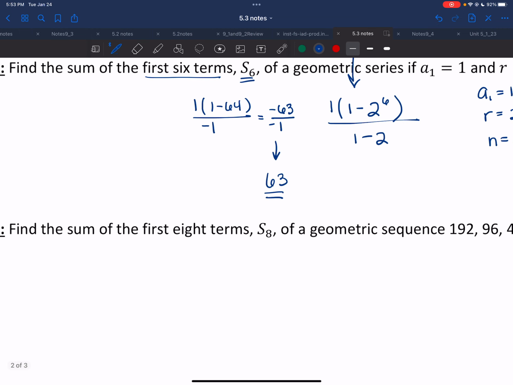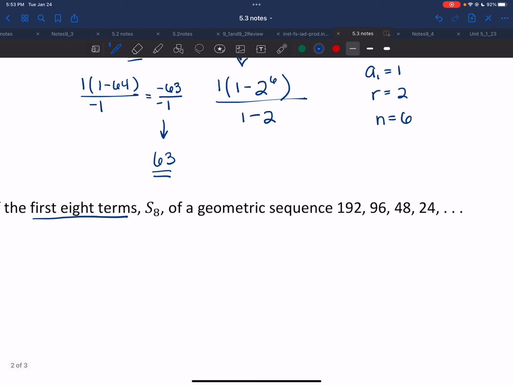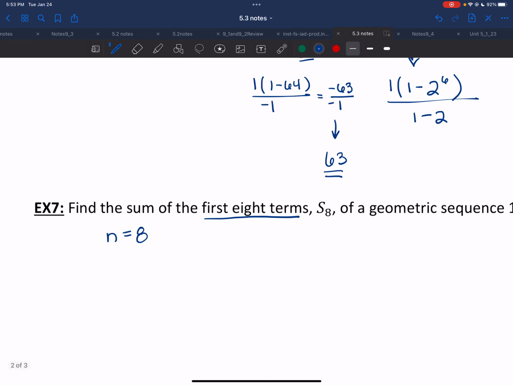All right, let's take a look at this next one. Find the sum of the first 8 terms. So N is equal to 8. What else does it tell us? I have a geometric sequence 192, 96, 48, 24. What I'm going to do is take a term and then divide it by what comes previous, and that will give me my ratio. So I can very easily see that 24 over 48 is equal to 1/2. 48 over 96, also 1/2. So I know my ratio, R, is going to be 1/2.